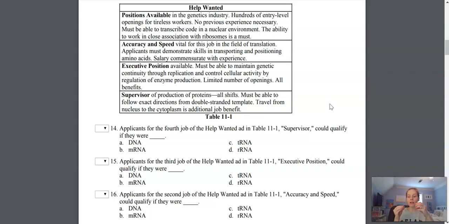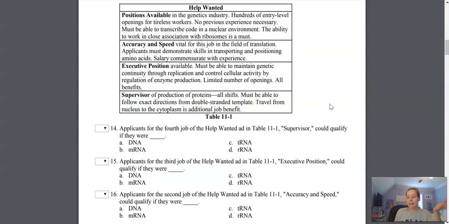So in the cell, what is the control of the cell? DNA. Okay, DNA is like the control center. It maintains everything that's going on. So 15 is A. And then 16, applicants for the second job, vital in the field of translation.